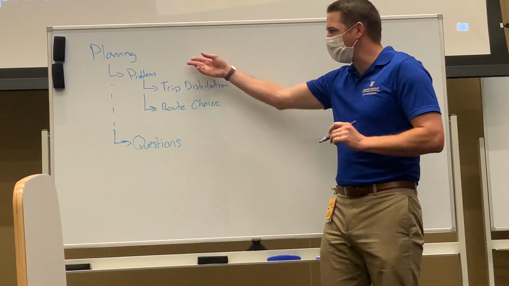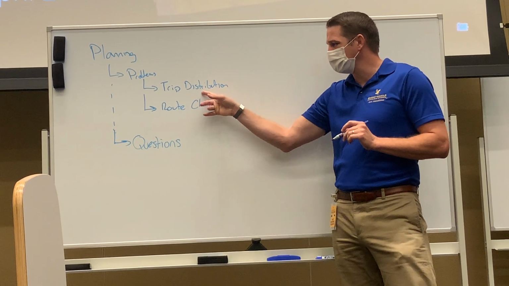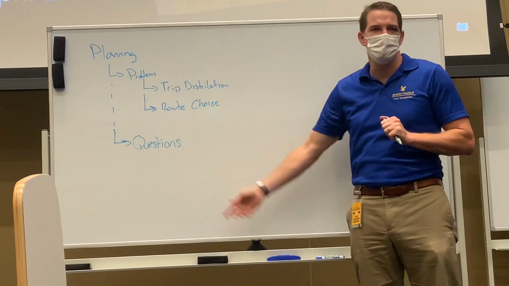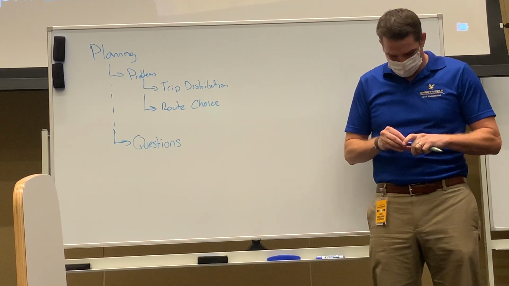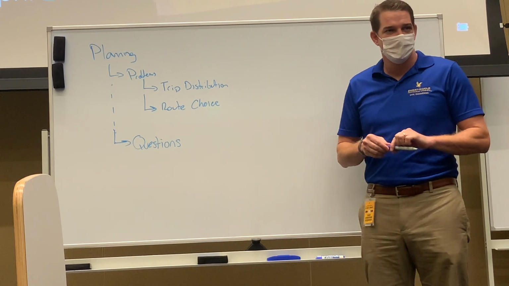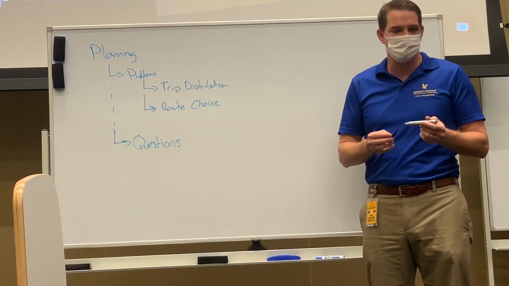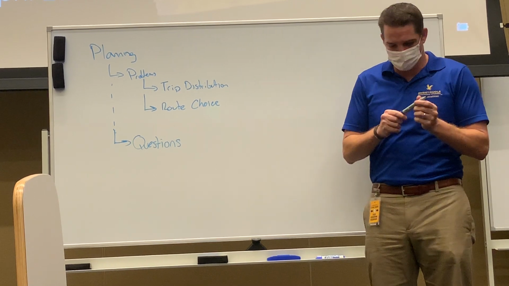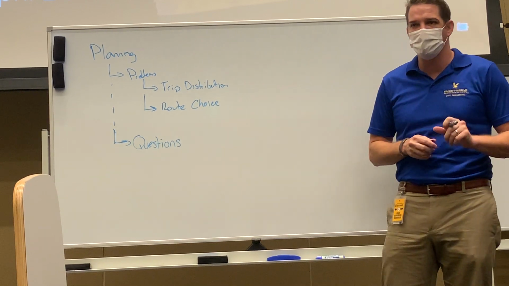So planning from the problem section, it'll be either a mode, trip distribution or a route choice problem. And then questions, like the 4 steps for planning. I think it's 5 steps for data collection. Okay. What came after that?